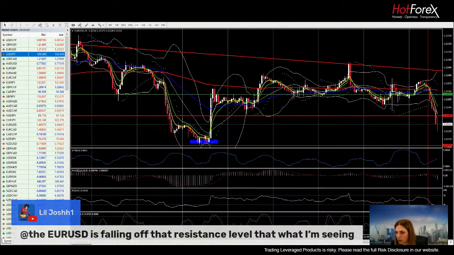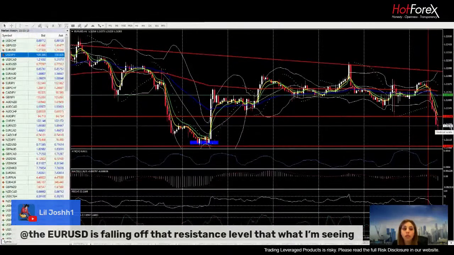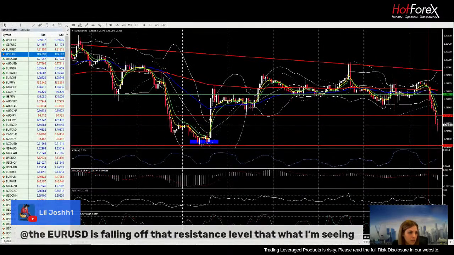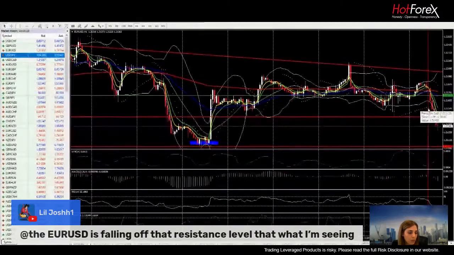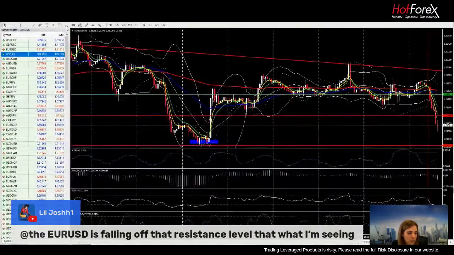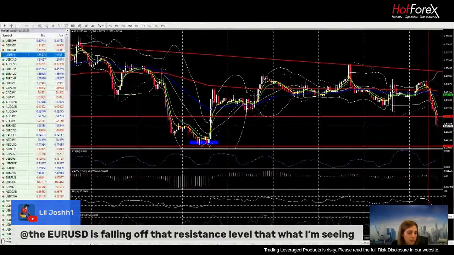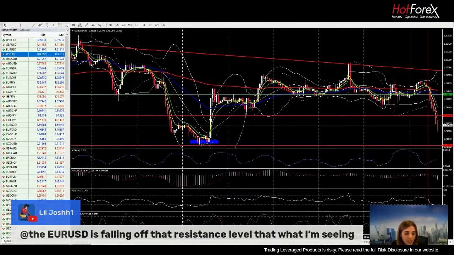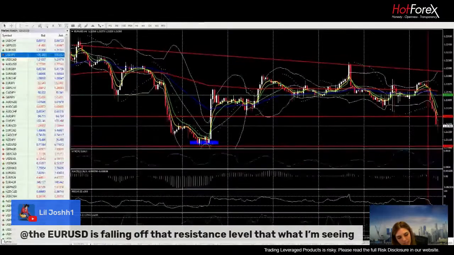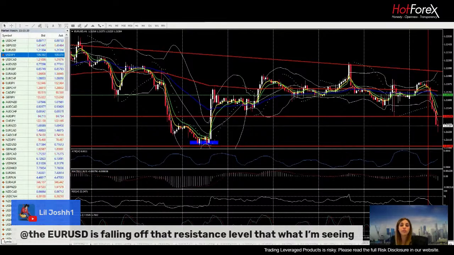Thank you for letting us know, dear Lily. Indeed, it broke the level that we were discussing earlier. So more and more bears are entering apparently the euro dollar, and the sell off continues. Parabolic SAR remains upwards. Fast MAs keep extending lower. Bollinger's keep extending lower. MACD extended lower. RSI is below 30. Stochastic is below 30. It is pointing slightly to the right hand side, but we cannot really tell yet. And selling pressure continues.